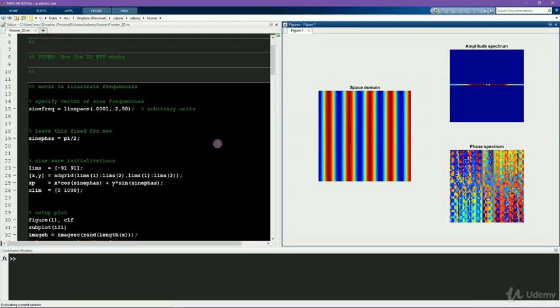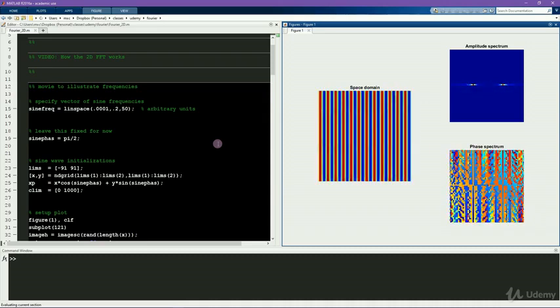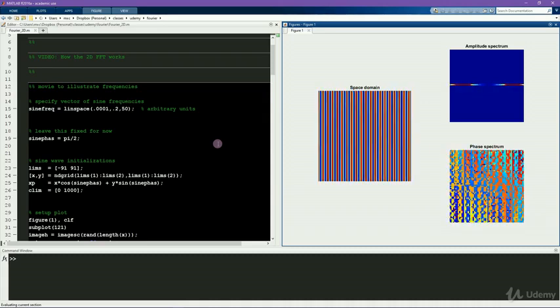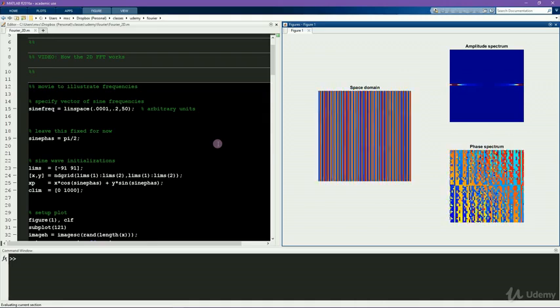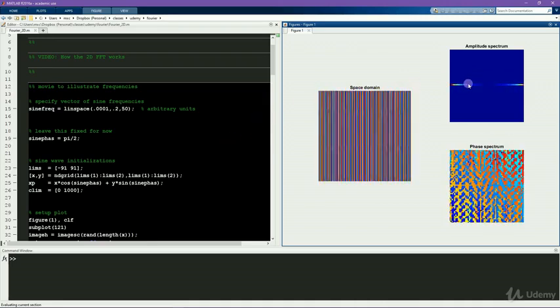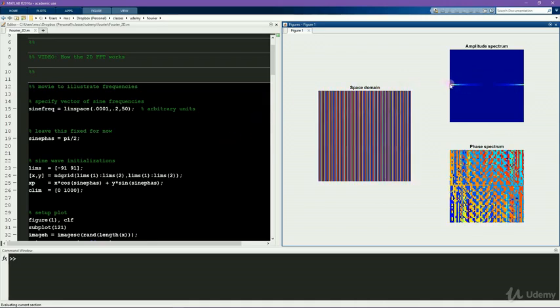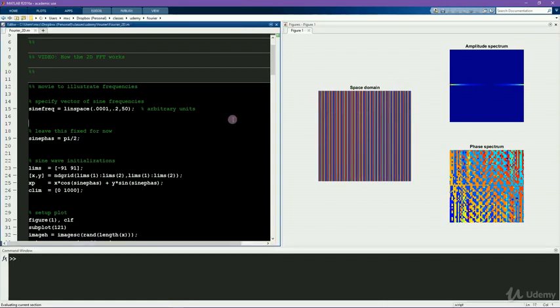Now you can watch this video and you can see that as the spatial frequency of the sine waves increases, the peaks in the amplitude spectrum move further away from the origin. I'll run it again.